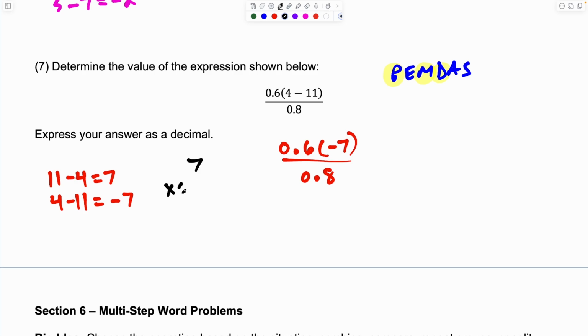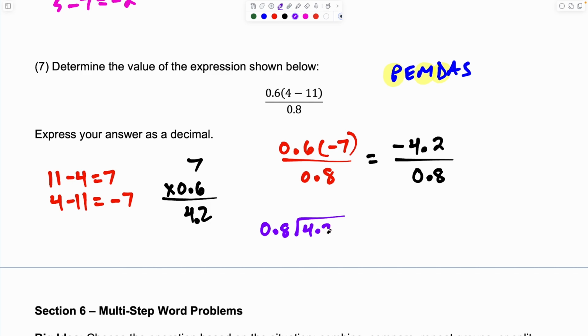Well, for that one, I have 7 times 0.6. For this one, it's like doing 7 times 6 is 42, and then I just throw the decimal in the middle like this. So this part here, I would get 4.2, but since I'm doing 0.6 times negative 7, a positive times a negative is negative, I get negative 4.2 over 0.8. So now for this, when I divide off to the side, I'm going to do 0.8 going into 4.2. And for this one, I would move the decimal one place.